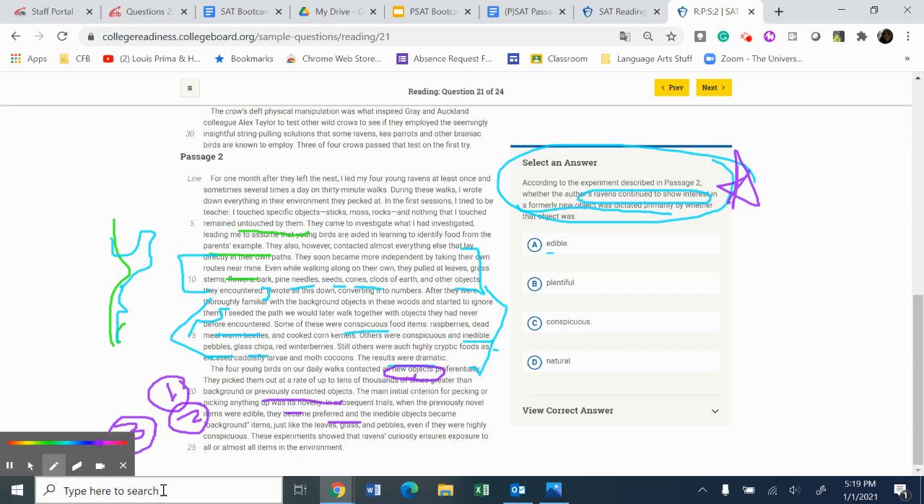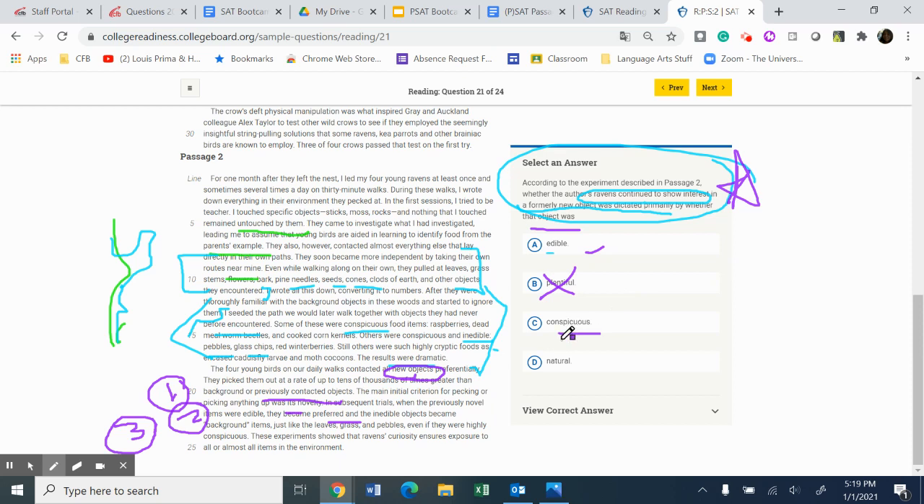Let's see. According to the experiment described in passage 2, whether the author's ravens continue to show interest in a formerly new object was dictated primarily by whether that object was, well, we just found it right here, if they could eat it. So it looks like it's this one. Let's see. Whether it was plentiful. Well, it doesn't say anything about plentiful at all. That didn't even appear. So conspicuous.